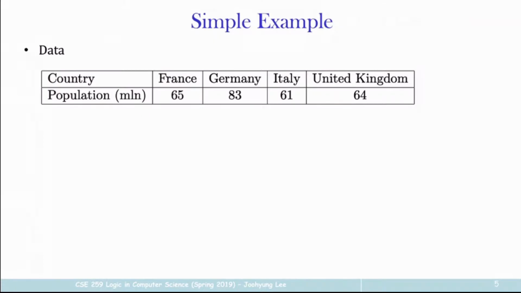Let's start with a simple example, a database query. A database can be considered as a table, with columns and values. This table is a very simple example, just to illustrate the main concept. We have 4 countries and their population in millions.